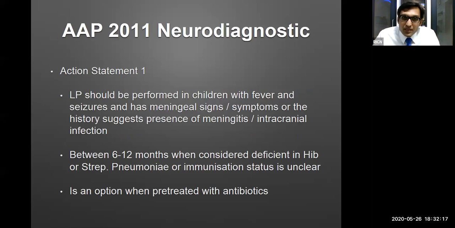Between 6 and 12 months, when you have a child where the immunization status is uncertain for certain organisms, H. influenza, streptococcal pneumonia, then you would of course go ahead and do a lumbar puncture because the risk of meningitis is high in these patients. And it is an option when you have somebody who's probably partially treated with antibiotics before you see the child, because again the signs could be masked by this and you would need to go ahead and do an LP to prove that this is not a CNS infection.